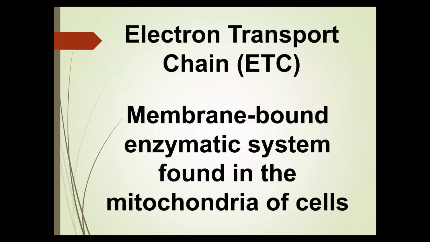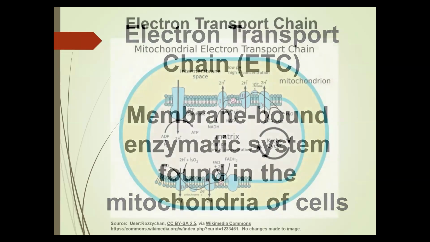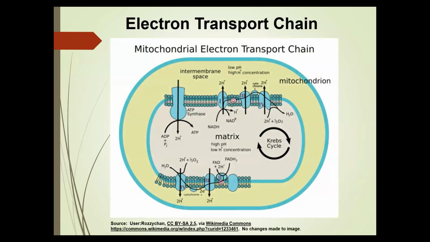The electron transport chain, or the ETC, is a membrane-bound enzymatic system also found in the mitochondria of cells. In this figure, we see the mitochondrion. Notice that the Krebs cycle is positioned to feed reductants directly to the electron transport chain. There are a number of protein complexes that are associated with the electron transport chain. Electrons are shuttled from complex to complex, and in the process, ATP is produced.